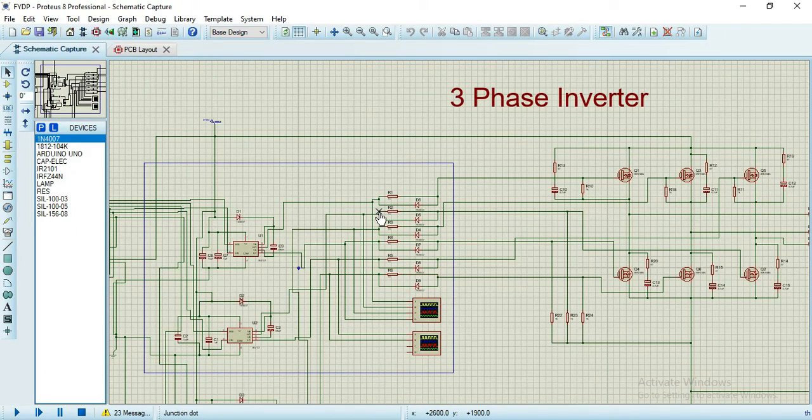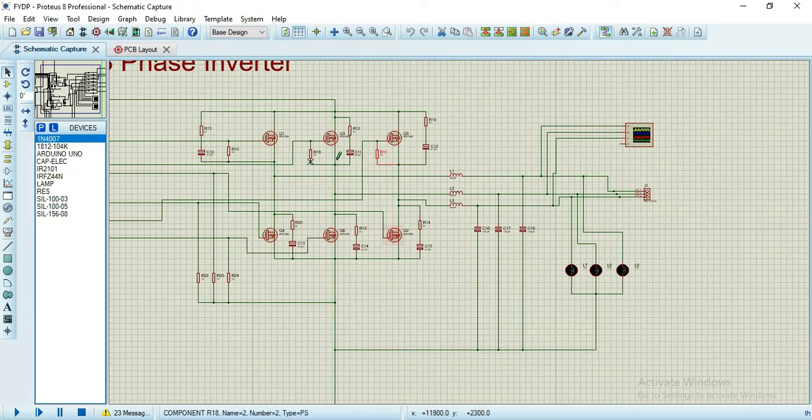After running the simulation, you will see the six steps and the output voltage. These are the resistors that are limiting the current to the gate of the MOSFET, and these are the snubber circuits, which are parallel to the MOSFET. These are the six snubbers. These resistances are gate to source resistances, right? So these resistors are used for discharging the parasitic capacitance.